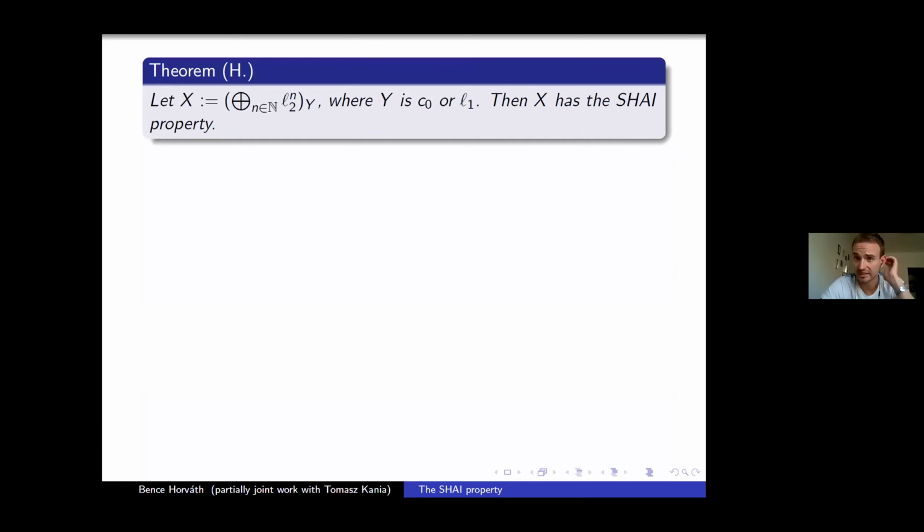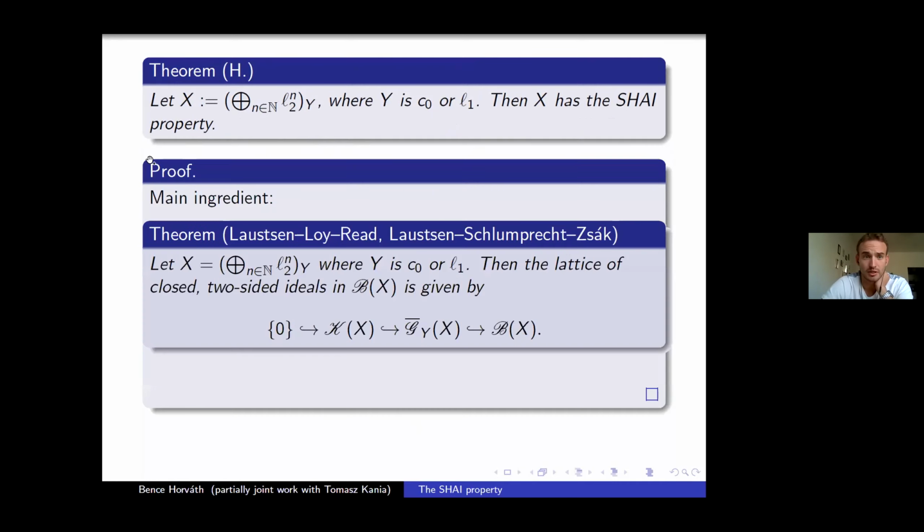So we'll be using this in the following in different ways. Firstly, I will quickly present the proof of the fact that this Banach space, the Y sum of finite dimensional Hilbert spaces, where Y is c0 or l1, has the Xi property. The main ingredient of the proof is the results of Laustsen, Loy, Read, and Laustsen, Schlumprecht, and Zsák.